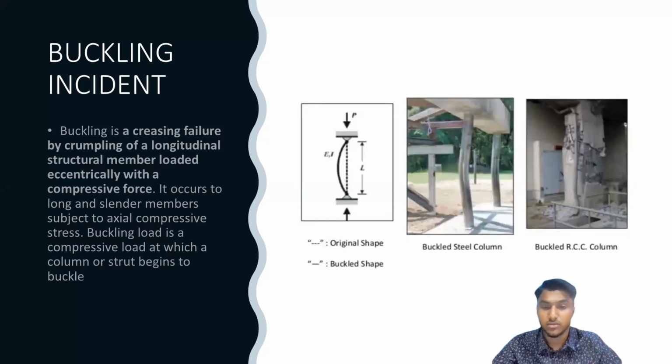As you can see, in the photos on the right side, there are two photos. The first one is the buckling of a steel column. It happened at a small construction site, but it has also happened, as you can see in the next photo, to a flyover where the beams have been buckled because of the compressive stress they have received.